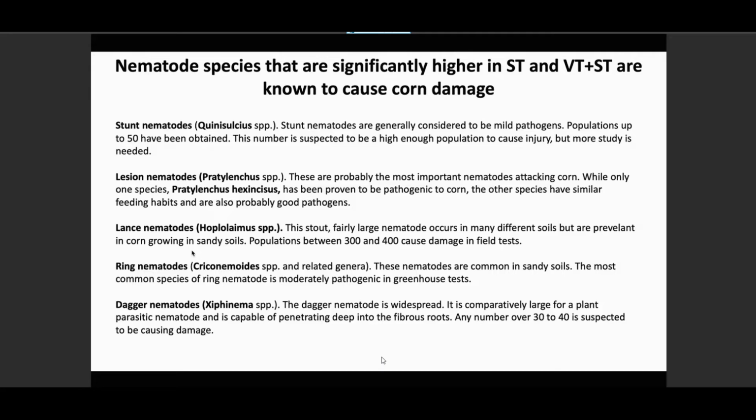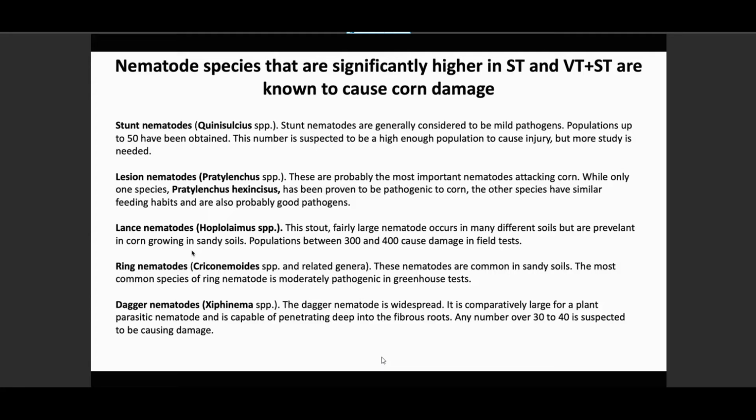stunt nematodes. We also have the lesion nematodes, which were present in all of our soil samples, and they were higher in the tillage treatments, in the VT and VT plus ST treatments, and these are the most important nematodes attacking corn. One species is reported to be highly pathogenic, but there are other species within the similar group which have similar feeding habits and also are probably good pathogens.